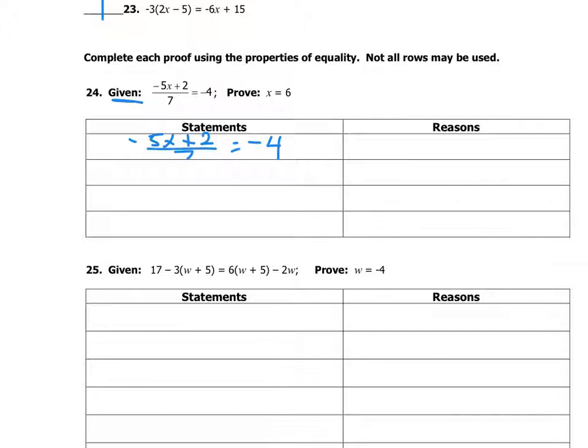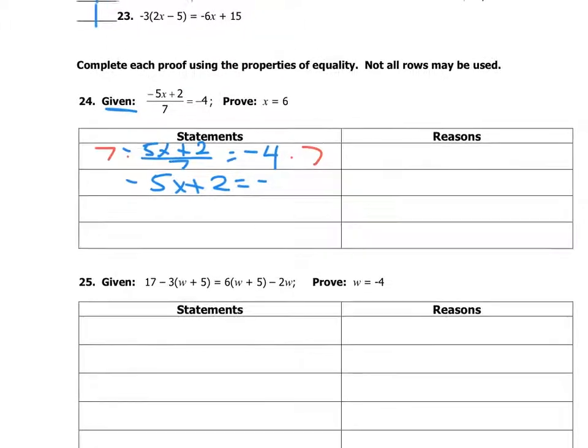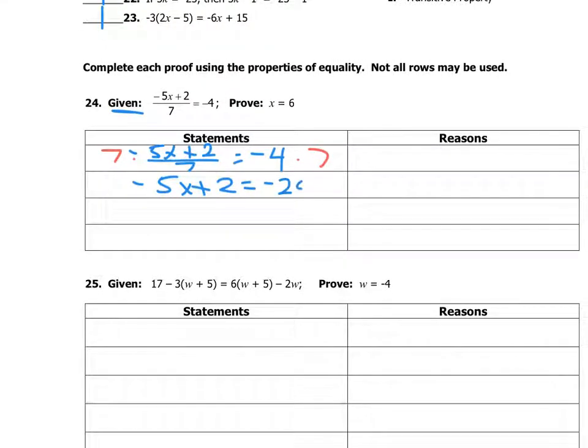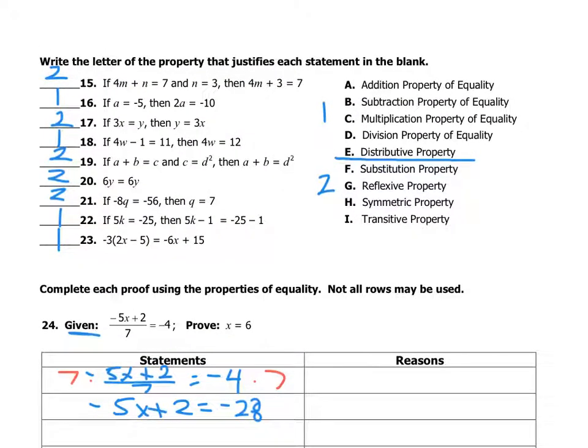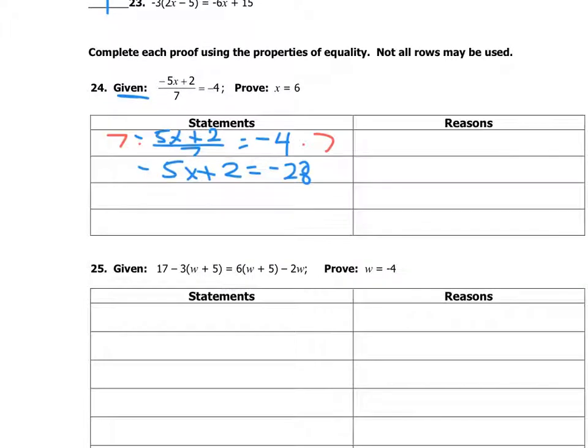Then we're going to get rid of the 7 by multiplying 7 on both sides. That's what I would do next. So now my next step is going to be negative 5x plus 2 equals negative 28. Again, write your reason there. And you could use those properties up above. These properties are what you're going to use down here. So again, use that as a reference.